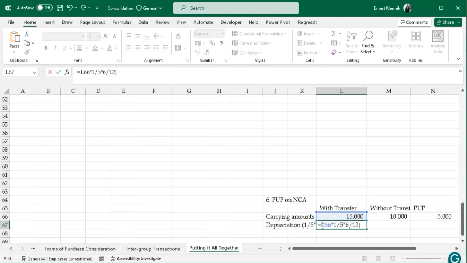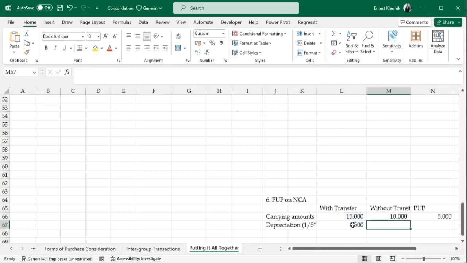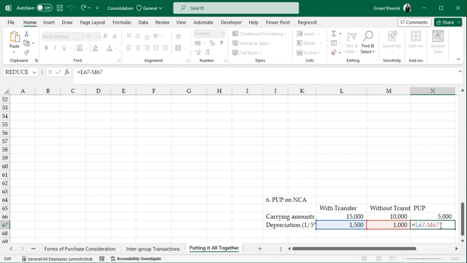Close my parentheses here and hit enter. And then I can copy this amount using Control R, so that my post-acquisition profit becomes 500. But this is not supposed to be so. It is an excess depreciation. It is an excess depreciation. So I'm going to do this as a negative.